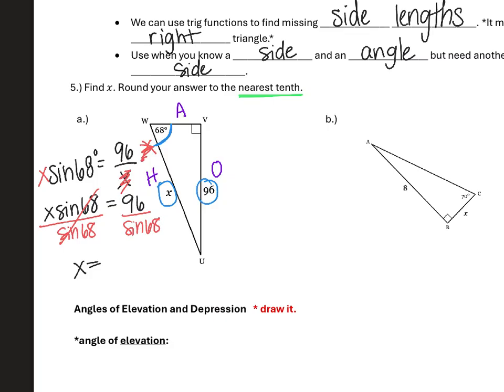So then our answer is 103.539. It tells us to round to the nearest tenth. So we go to the tenths place, which is here. Look to the right. So it's going to stay 103.5. And that is our answer.